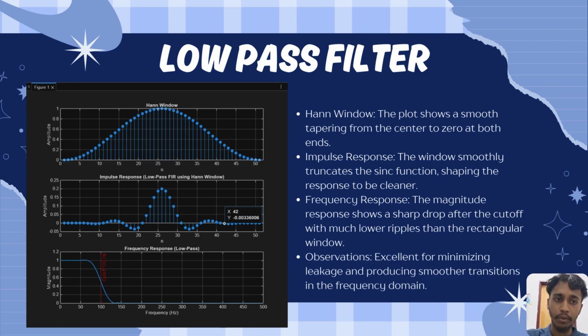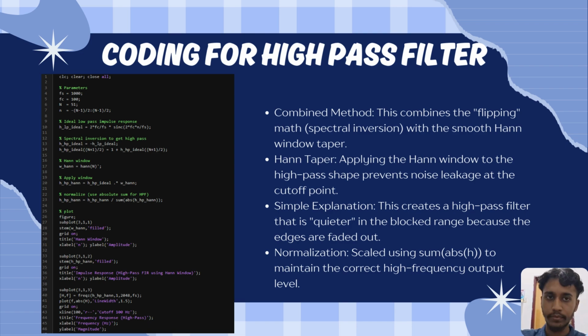For the frequency response, it blocks everything above 100 Hz. But the big difference is how quiet it is in the stop band. There are almost no ripples or extra noise compared to the rectangular version.